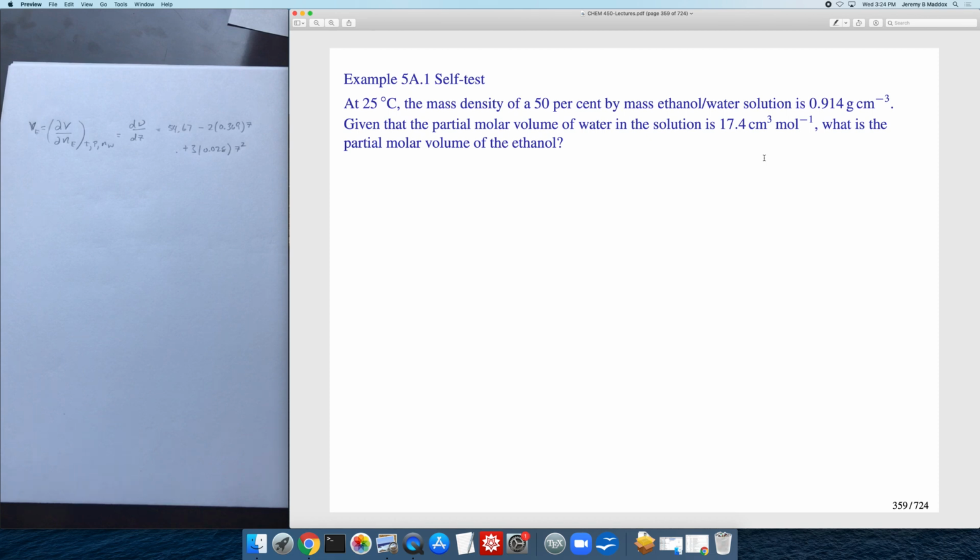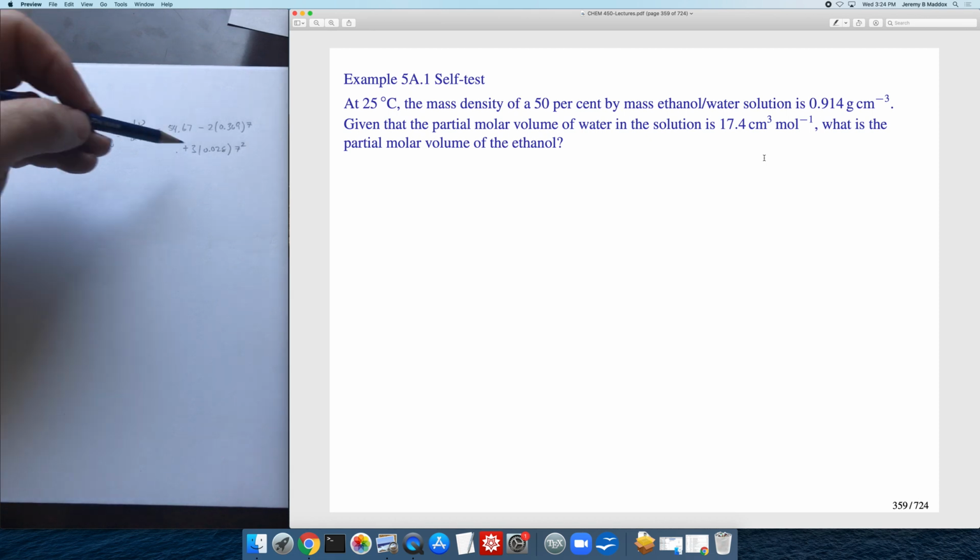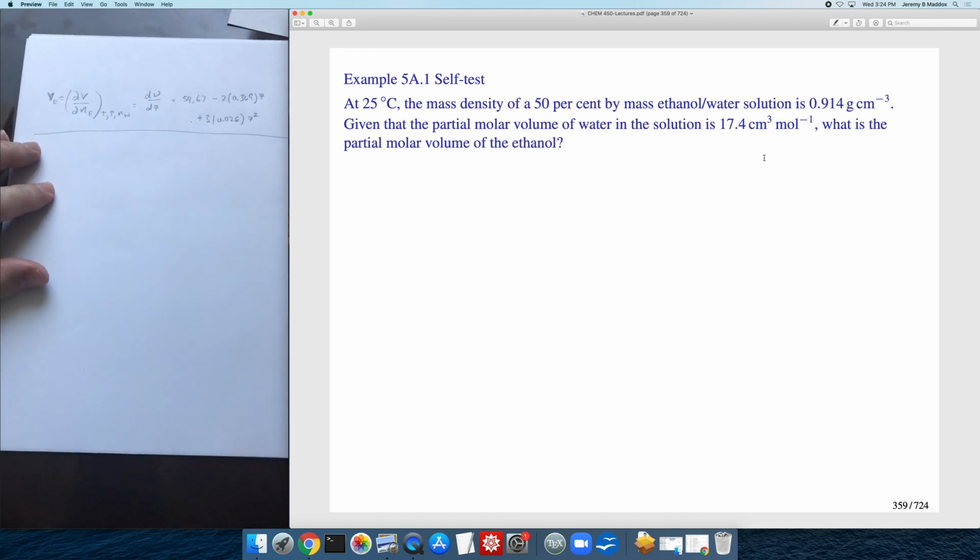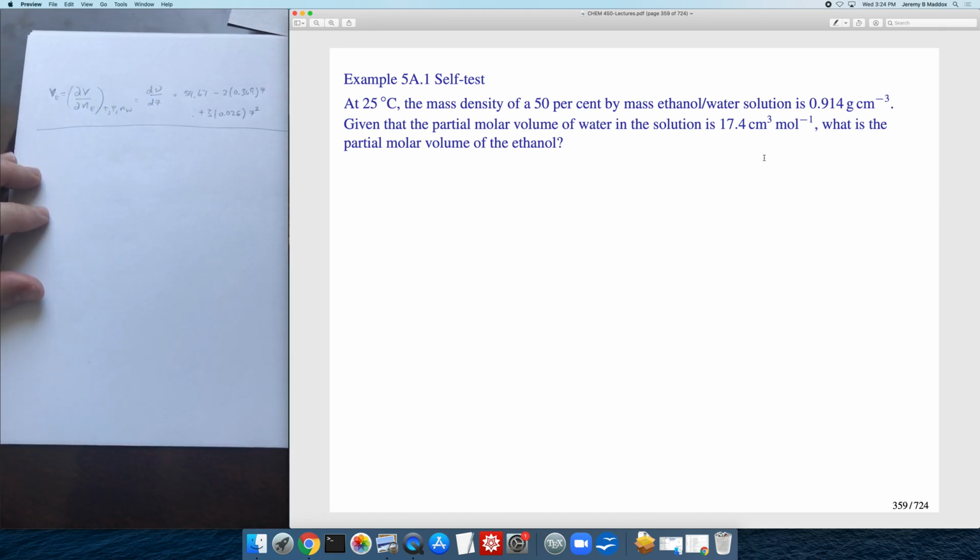Here we have another problem. In this problem, at 25 degrees Celsius, we've got an ethanol-water solution that's 50% mass ethanol and 50% mass water. They've given us the mass density of the solution. They've given us the partial molar volume of water. And they ask, what is the partial molar volume of the ethanol?